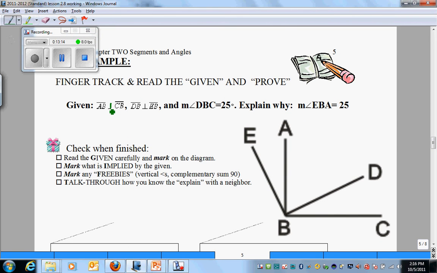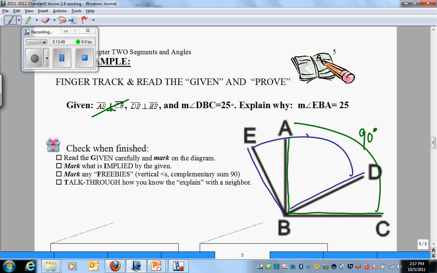This little diagram means perpendicular. So we want to trace AB is perpendicular to CB. That means there's a right angle there, so sweep and put a 90 degrees. We're on page 5. They're perpendicular, so I cross it out. Next, DB is perpendicular to EB, so we trace DB, we trace EB, and we sweep 90 degrees as well.